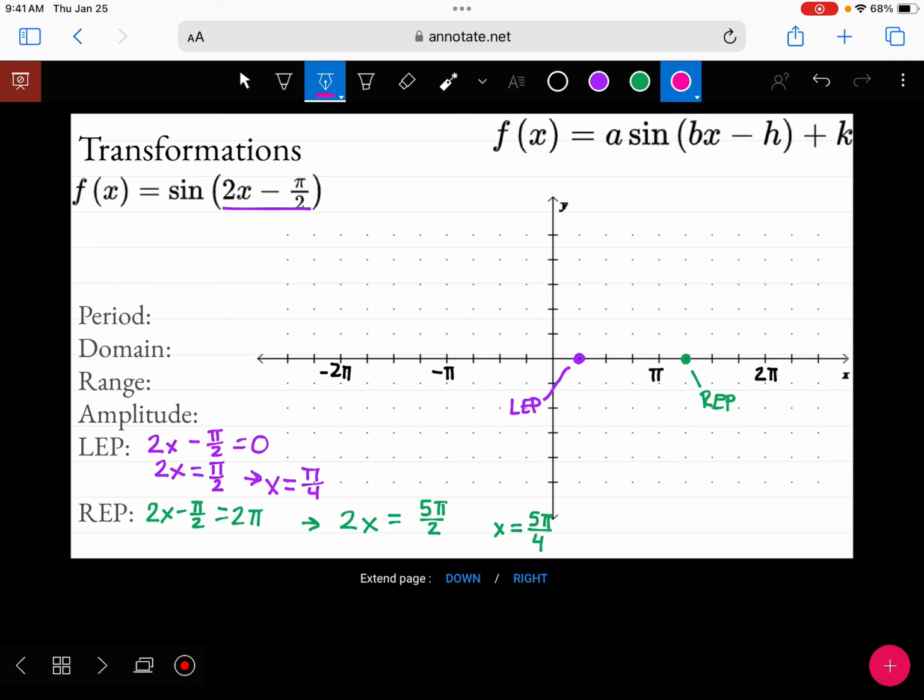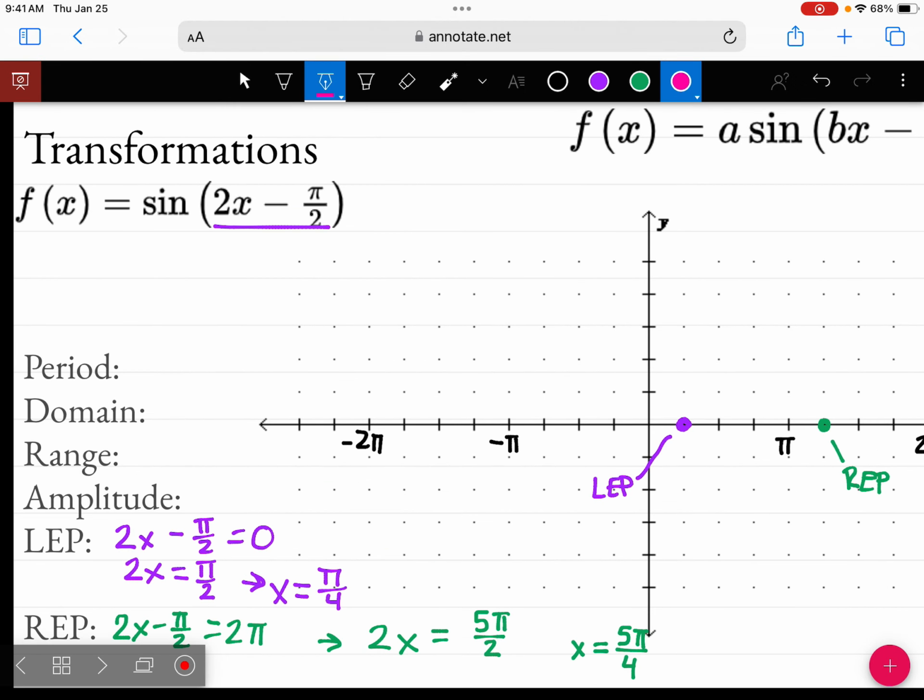Then let's figure out the length of the period. We do that by taking our 2 pi and dividing it by the b, 2. So what is the length of the period? Pi. And in fact, that's exactly what we see here, because that also should be the length between the left endpoint and the right endpoint. That's our period.